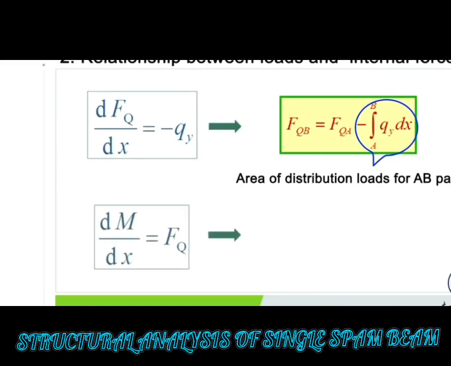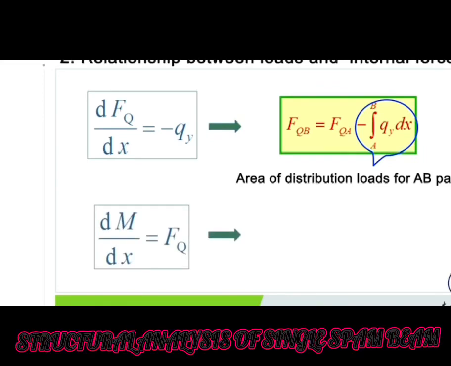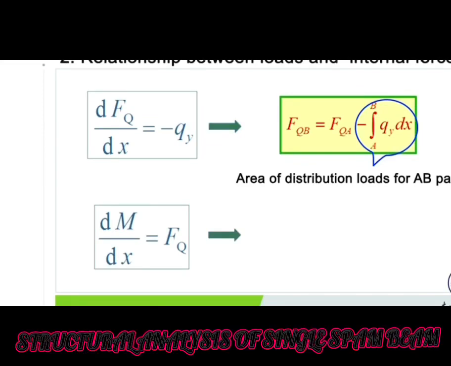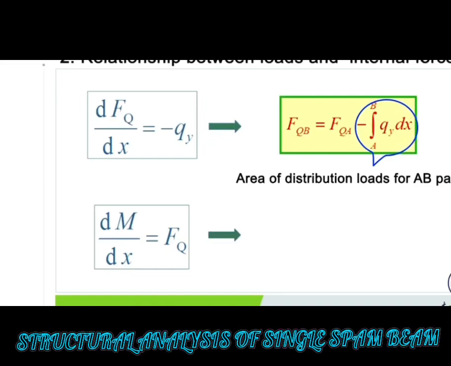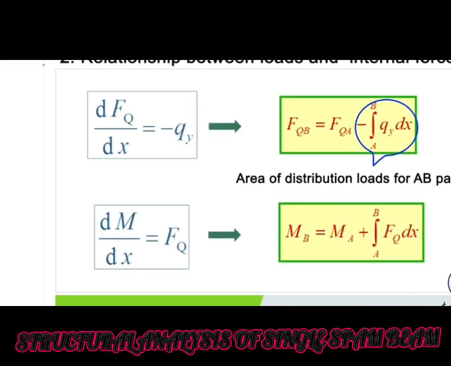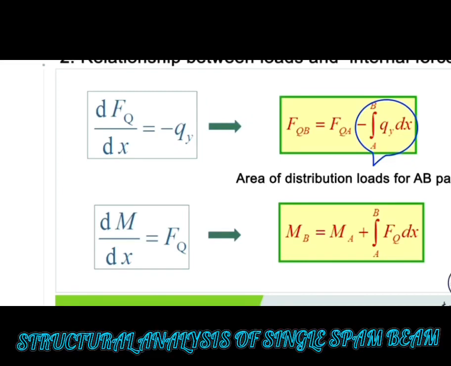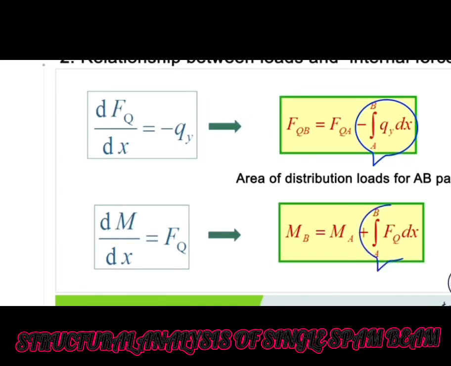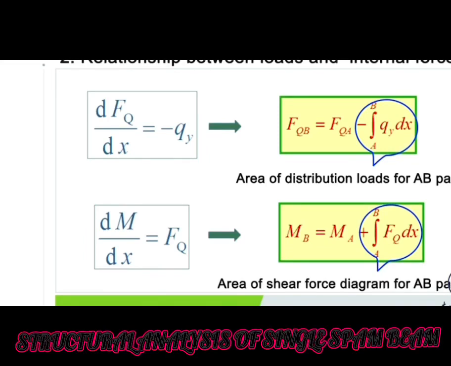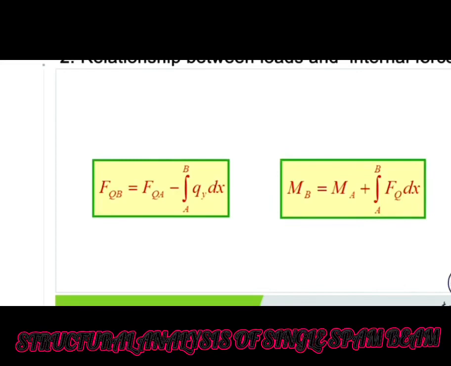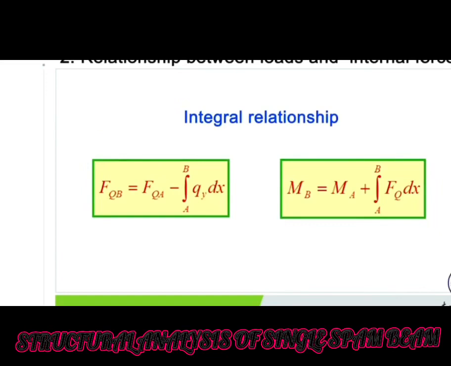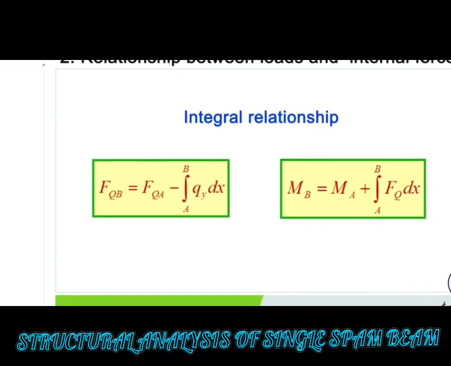According to this differential relationship equation, if we integrate both sides from section A to B, we can also obtain that M_B is equal to M_A plus the integral from A to B of F_Q dx. And this part represents the area of the shear force diagram for part AB. These two equations represent the integral relationship between loads and internal forces.